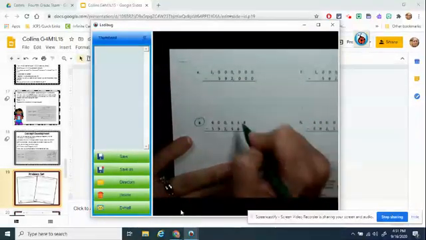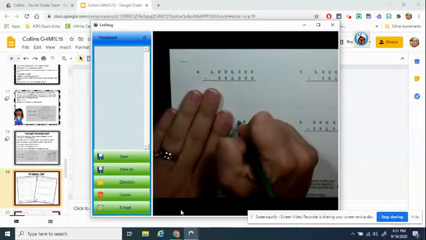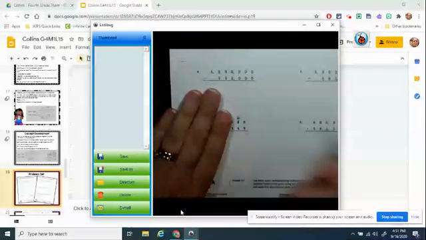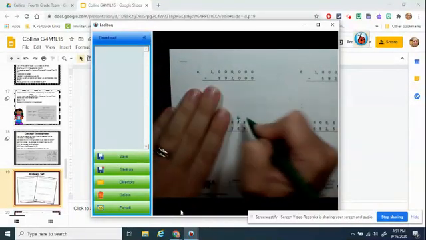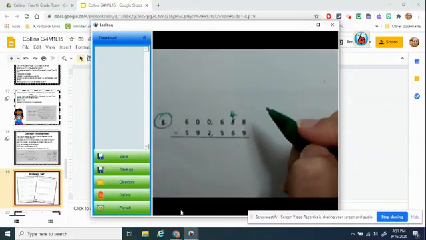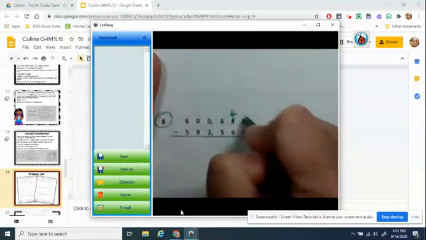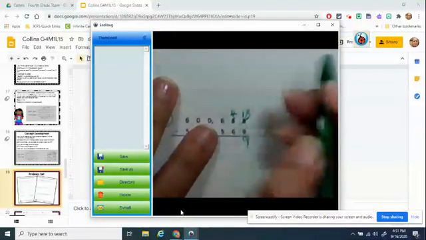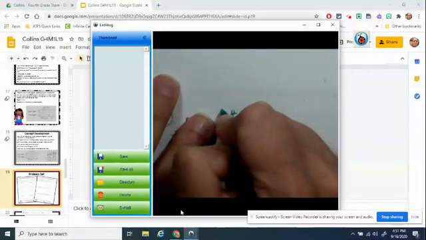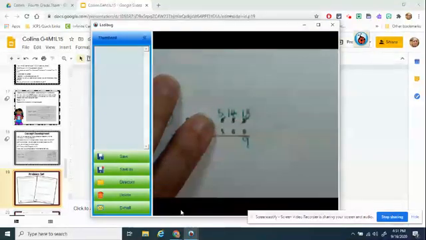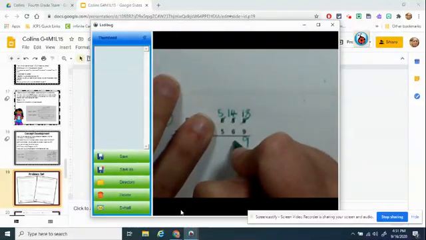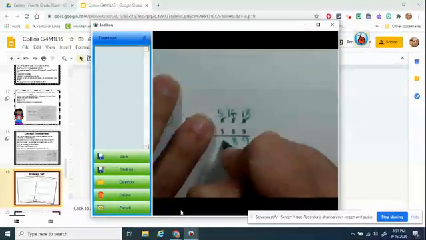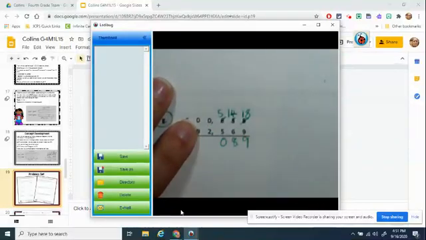8 minus 9. 8 minus 9, I can't do. I'm going to go next door. Regroup. That's now going to be a 4. There we go. This is now 18. 18 minus 9 is 9. Okay, 4 minus 6 I can't do. I'm going to come over here to my 6. That's now 14. 14 minus 6 is 8. 5 minus 5 is 0. 0 minus 2. I can't do that.